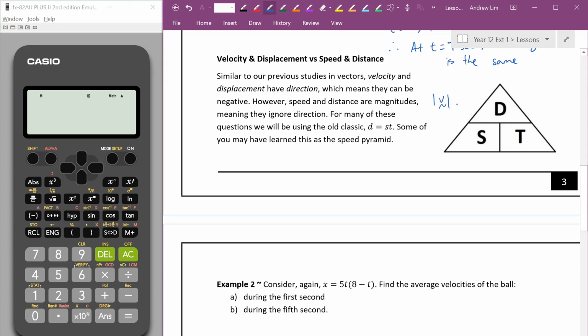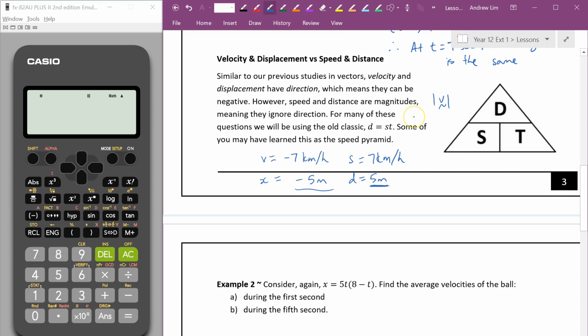That means if a velocity is minus 7 kilometers per hour, then the speed is actually just 7 kilometers per hour. If the displacement is minus 5 meters, well, the distance is just 5 meters. This just means it's 5 meters to the left of where it started, or the origin, and this is just the distance, just 5 meters.